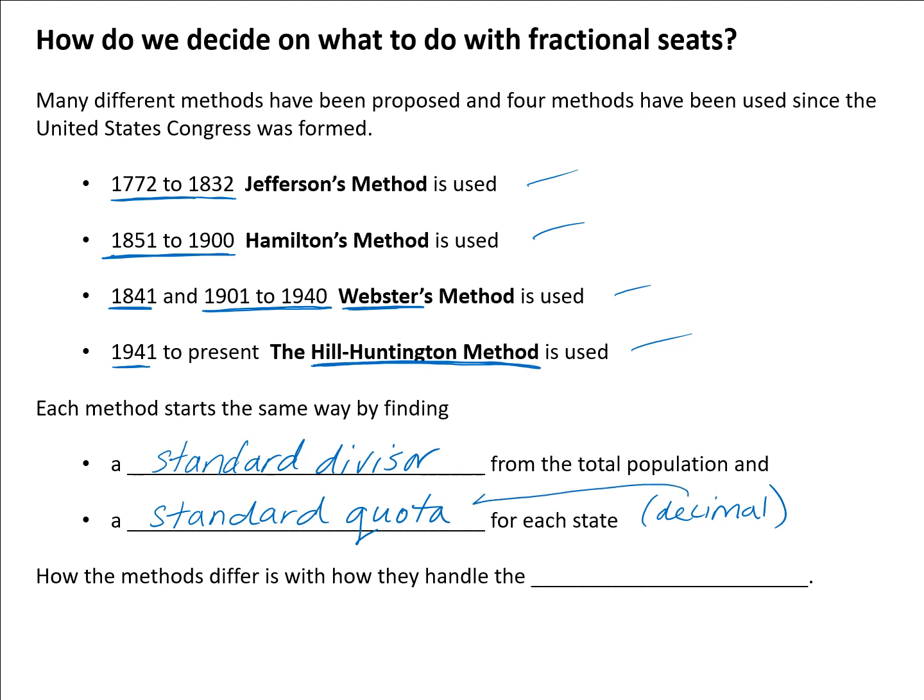So because the standard quota is a decimal, each of these four methods that have been used so far in the history of our country has a slightly different way that it handles the decimal. And they make the decision of who gets the lower number of seats, who gets the higher number of seats in terms of that decimal. So that's what we're going to investigate: we're going to look at each of the four methods and look at the mathematics behind how you choose whether a state gets to round up or gets to round down in terms of the value of their standard quotas.